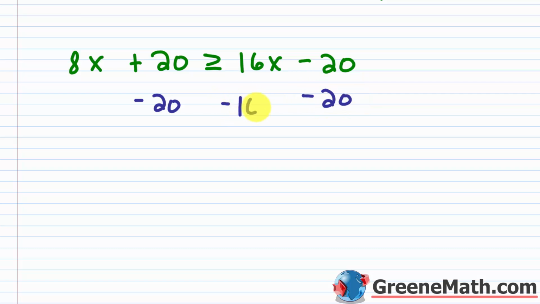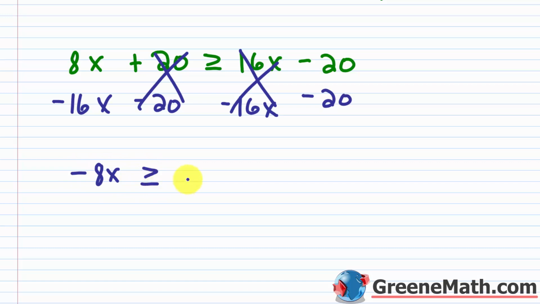And I'm going to subtract 16x away from each side of the inequality. So this is going to cancel, and this is going to cancel. 8x minus 16x is going to give me negative 8x. This is greater than or equal to negative 20 minus 20, which is negative 40. So very easy at this point.